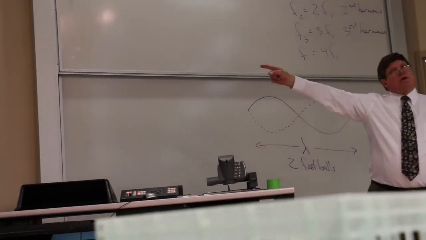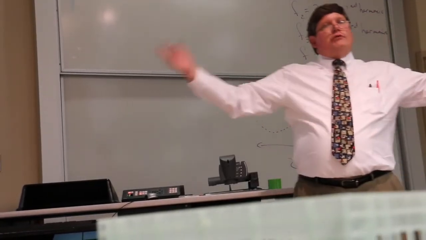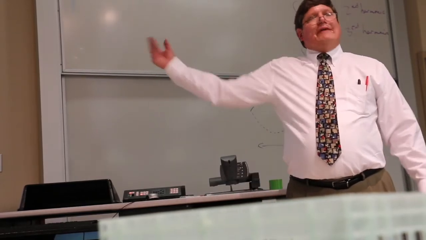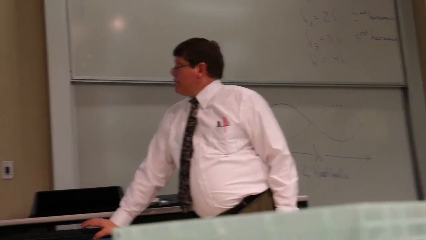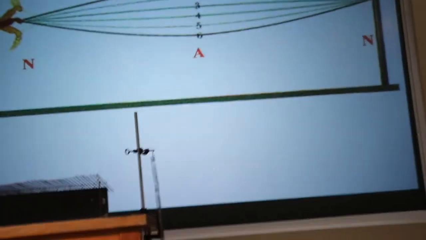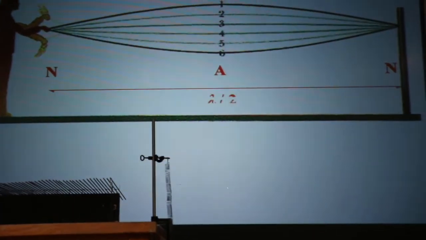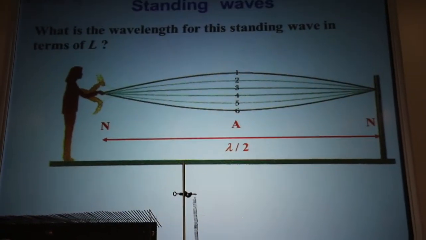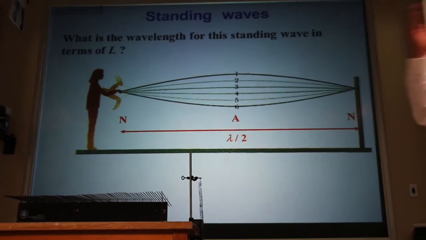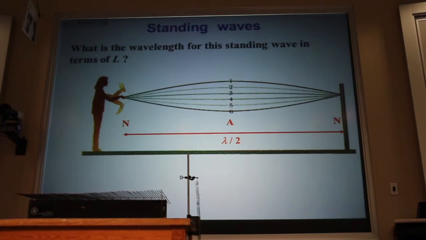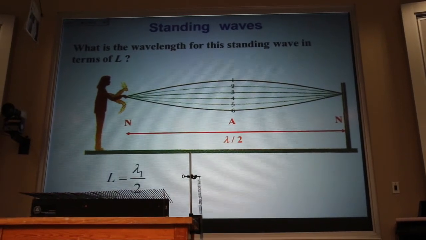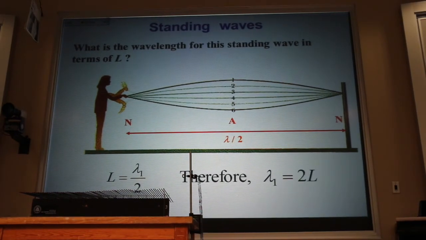Now here I've only got one football. It takes 2 footballs to make a wavelength. I've only got half a wavelength. Okay, there's the nodes at the end. There's the antinode in the middle. And I only have half a wavelength. Now what I want to do is get that wavelength in terms of the length of the string. And the length of the string is capital L. So if L is half a wavelength, that means the wavelength is 2L.